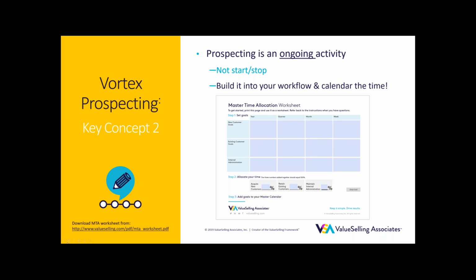And the beautiful thing about having a master time allocation is now you can start to make trade-offs. So if I know that life is going to get in the way and my plan is from 10 to 12 today, I am uninterrupted, unapologetically going to power the phones to build my pipeline.